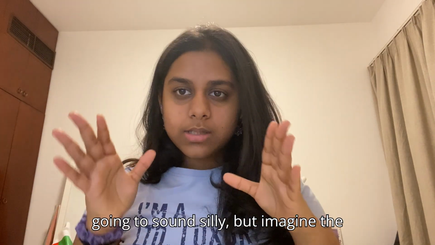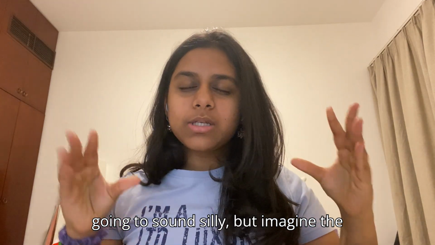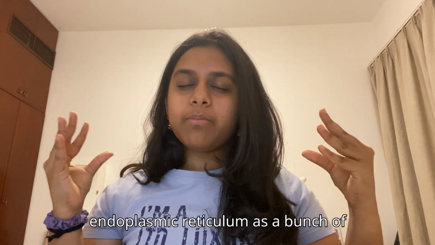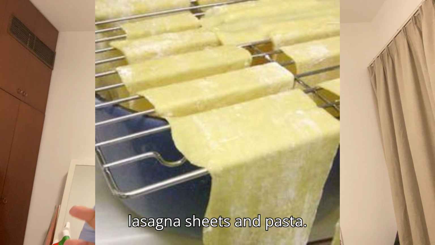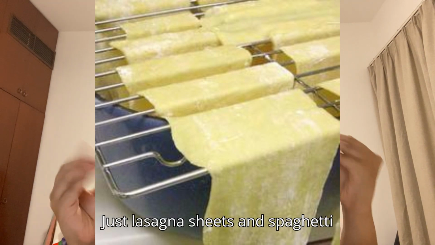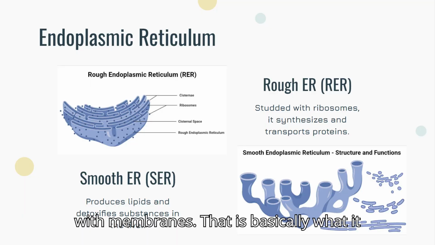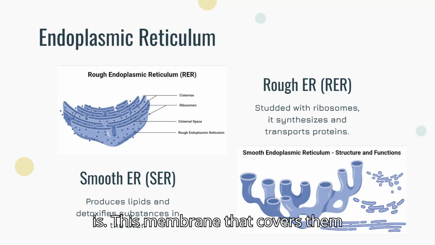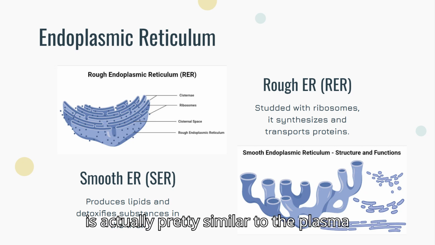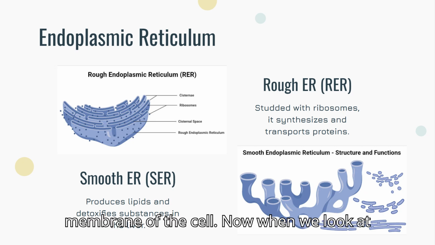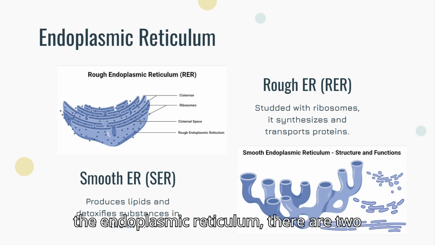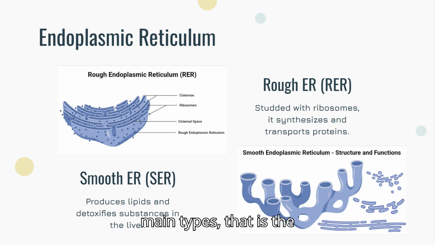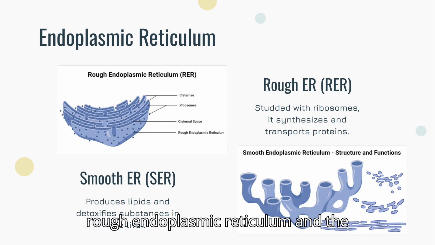Okay, this is gonna sound silly, but imagine the endoplasmic reticulum as a bunch of lasagna sheets and pasta. Just lasagna sheets and spaghetti with the membranes. That is basically what it is. This membrane that covers them is actually pretty similar to the plasma membrane of the cell. Now, when we look at the endoplasmic reticulum, there are two main types. That is the rough endoplasmic reticulum and the smooth endoplasmic reticulum.